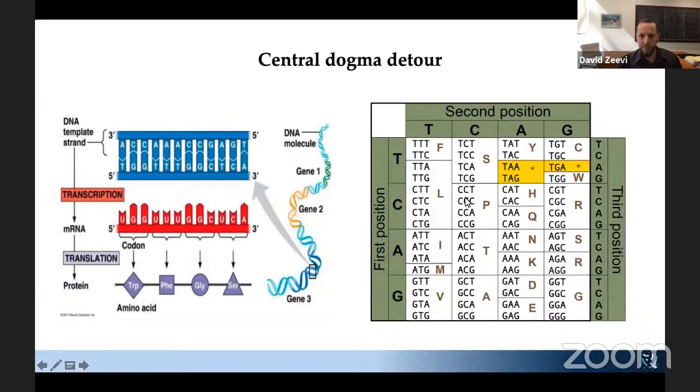So you can see in the table here, which is the standard genetic code, that proline is coded for by 4 codons, histidine by 2, and arginine by 6. There's these 4 and these additional 2.